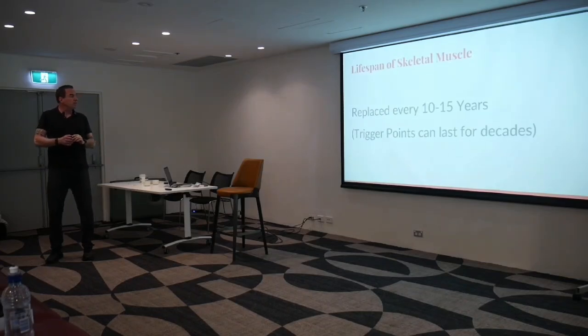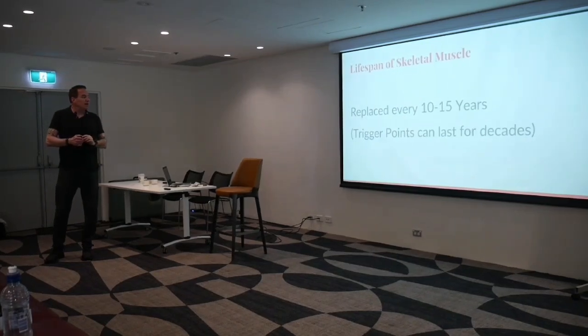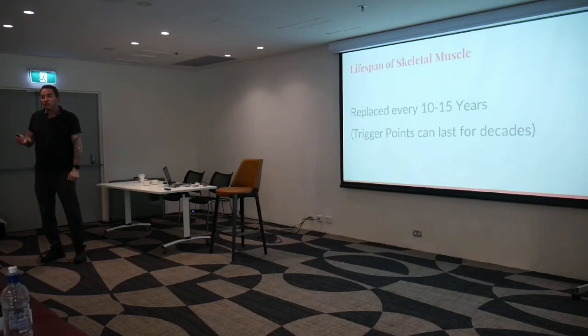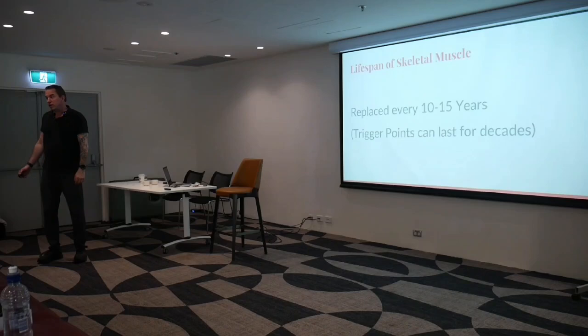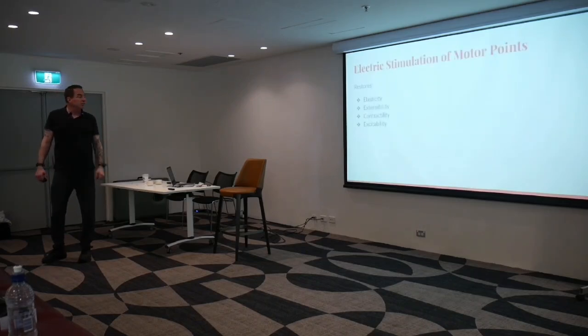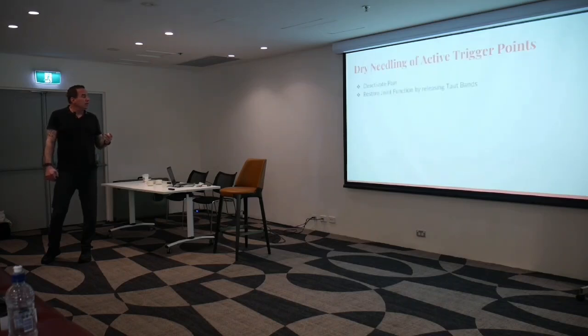They think that a muscle replaces itself every 10 to 15 years. But I would say, except for trigger points, because if it did replace every 10 or 15 years, I think you could wait long enough that a trigger point would go away, and it just won't go away. If you treat somebody who had an injury 20 years ago, it's still there. Electric stimulation of motor points restores elasticity, extensibility, contractility, excitability. Dry needling of active trigger points deactivates the pain and restores joint function by releasing taut bands.